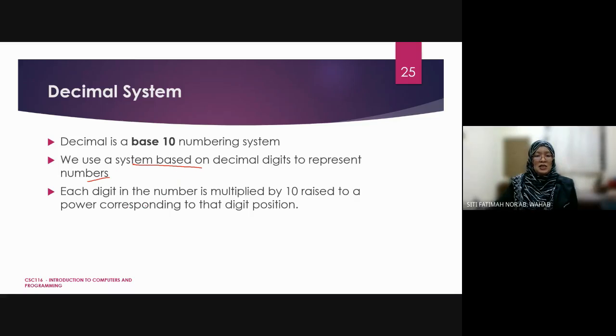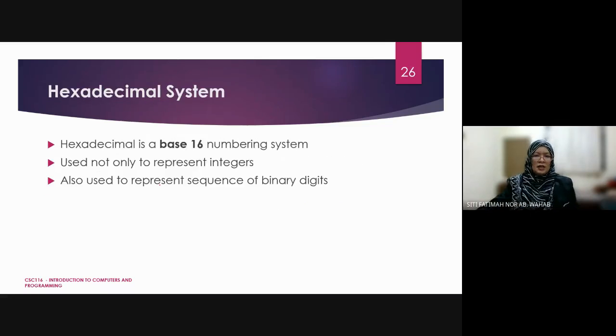So we use a system based on decimal digits to represent numbers. Each digit in the number is multiplied by 10 raised to a power corresponding to that digit position. Okay, you see this one in the table that I showed you, the blue one, I think. And then the hexadecimal system is a base 16 numbering system, used not only to represent integers but also to represent sequences of binary digits.